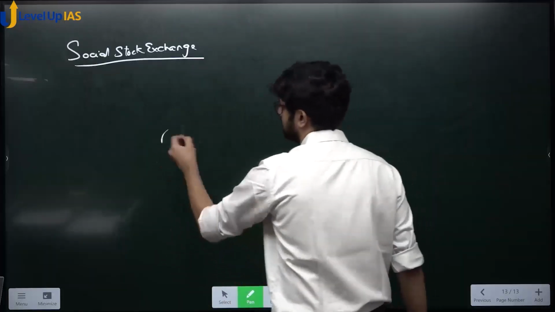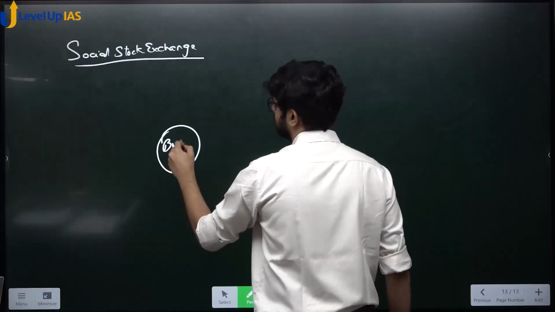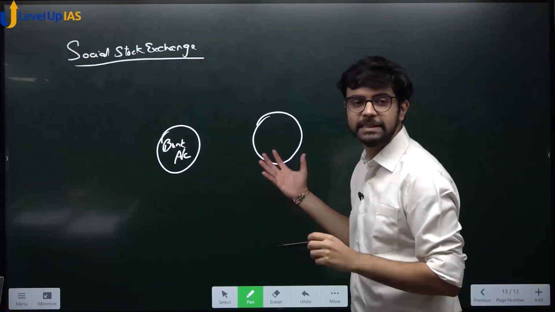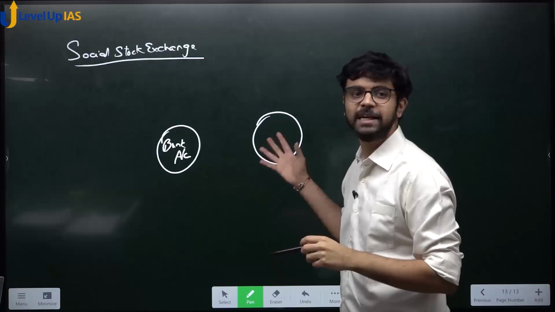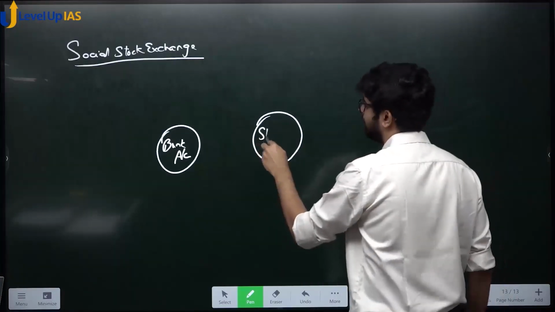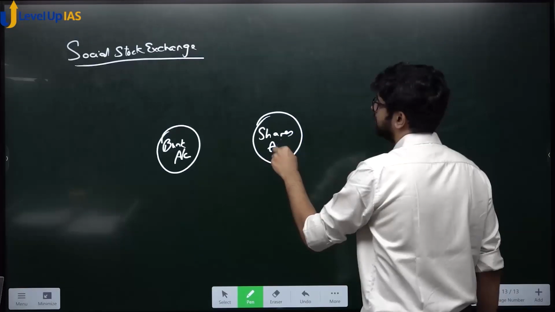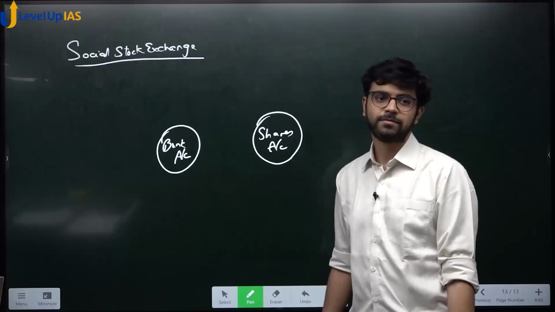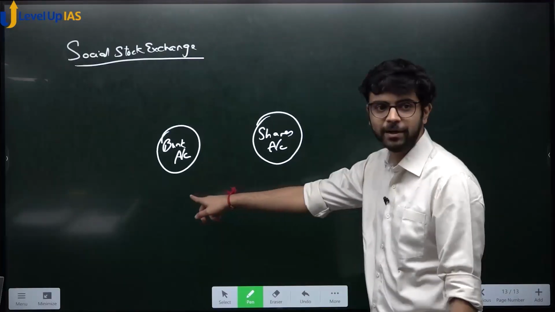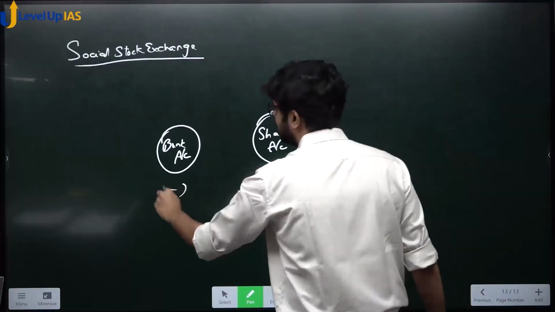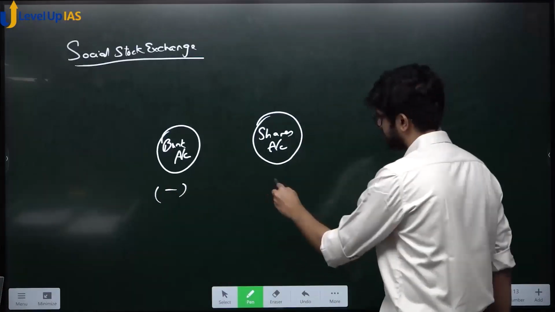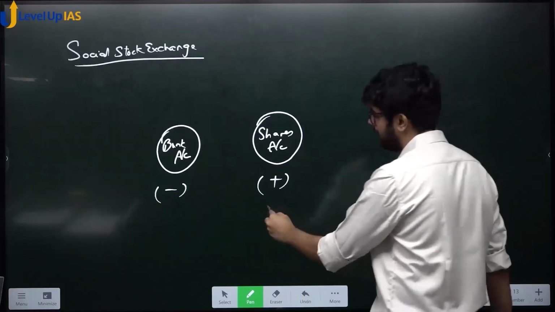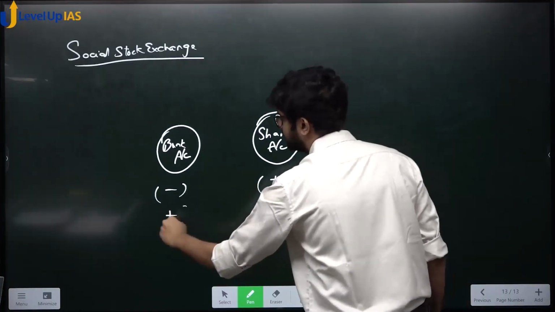See how it works. This is your bank account. This is another account where shares are held. This is your shares account. Now you tell me, when you buy shares, which account will be debited? Bank account will be debited. Your money will go from here, minus. Which account will be credited? When you sell shares, what will happen? It will go out from here. Money you will get.